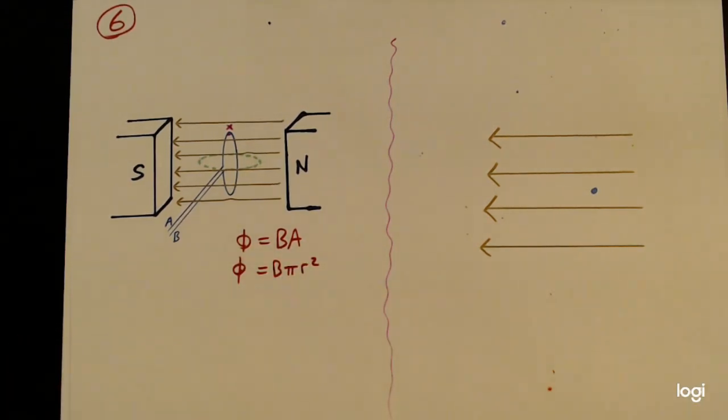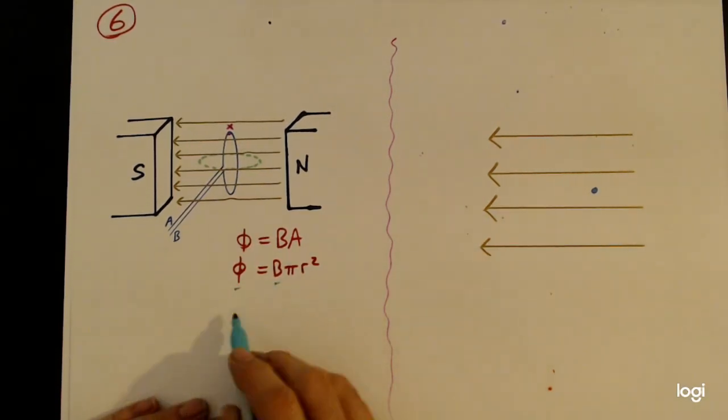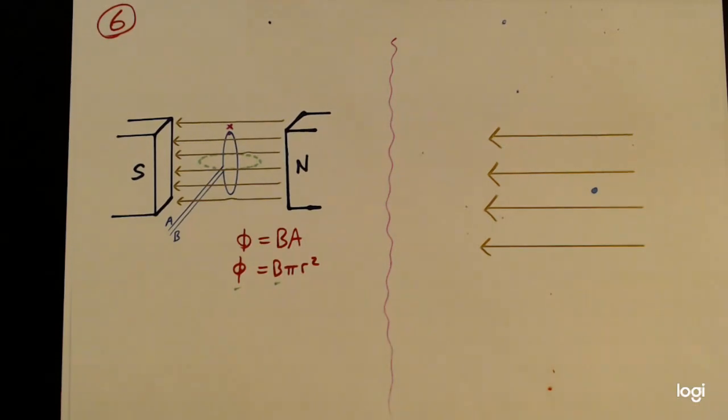So you're just solving this one, right? They gave you the flux, they gave you the B, you know pi, you have to find r, right? Fairly simple. Again, watch the units. I think they all gave you the right units here. Yeah, they did.